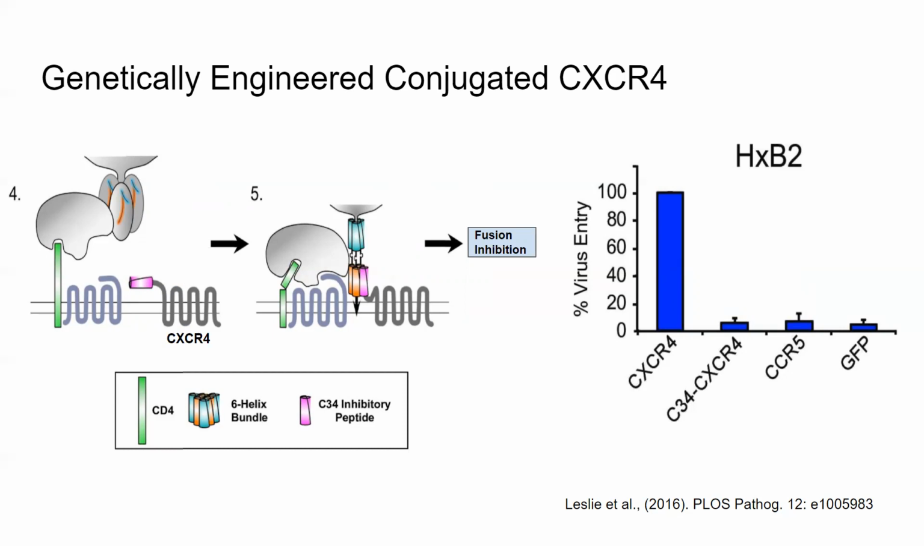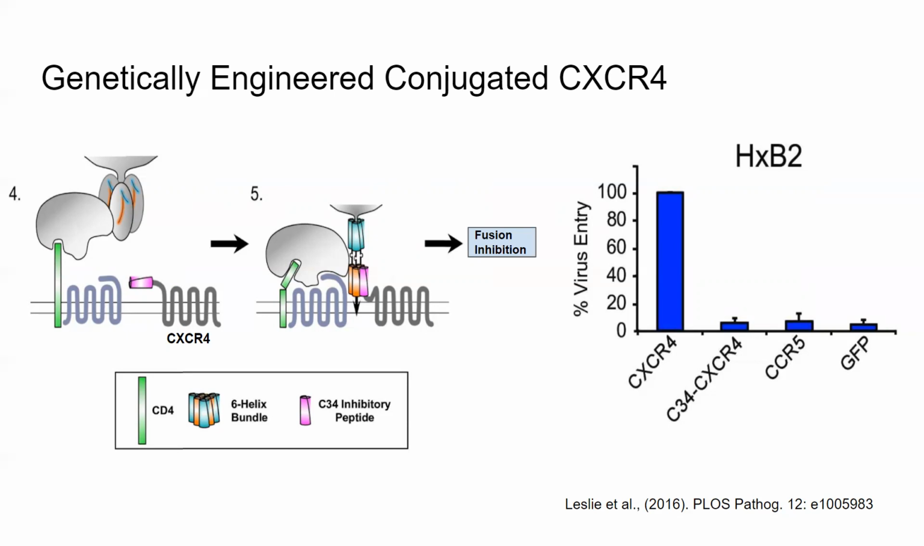In this study, the researchers tested the C34 conjugated CXCR4 co-receptors on exotropic HXB2 HIV-1. Exotropic is a strain of HIV that enters and infects the host CD4 cell by attaching only to the CXCR4 co-receptor. The viral entry of this strain was assessed in the presence of conjugated, that is, the engineered CXCR4 co-receptors. When compared to the unconjugated, that is, the normal CXCR4 co-receptors, only background levels of entry were detected with the conjugated ones. This can be seen in the bar graph here.